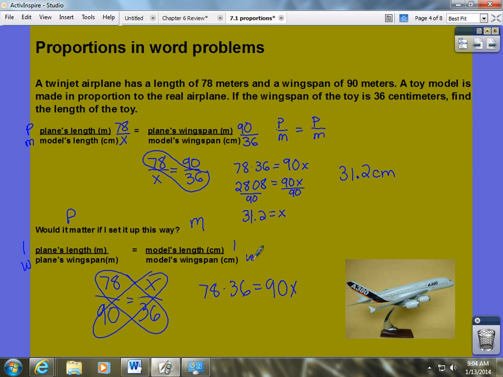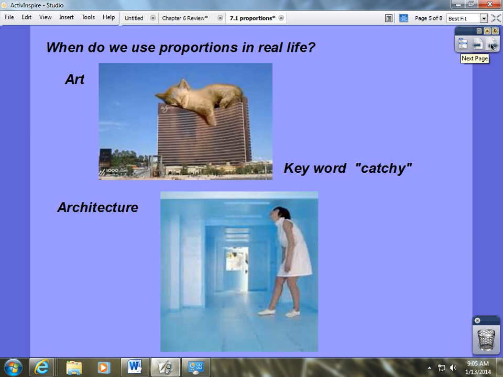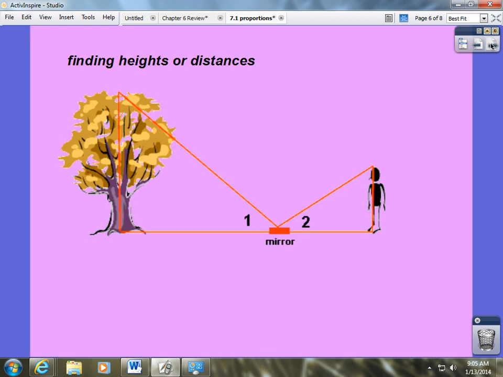When do we use proportions in real life? Well, we've got art and architecture. And remember this word, because this is the word you're going to write down on your homework assignment to show that you actually watched the video. All right, and finding heights or distances, we can use mirrors. We can also use the sun to find our shadows. That's an interesting thing we're going to do sometime when it's not raining.